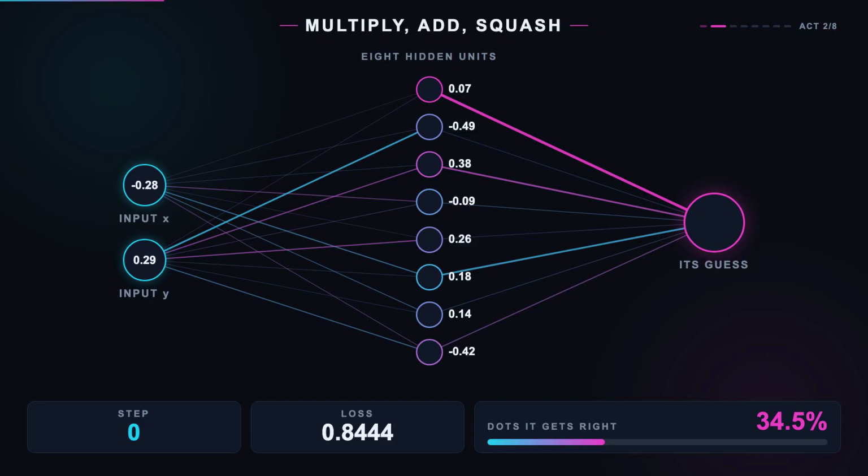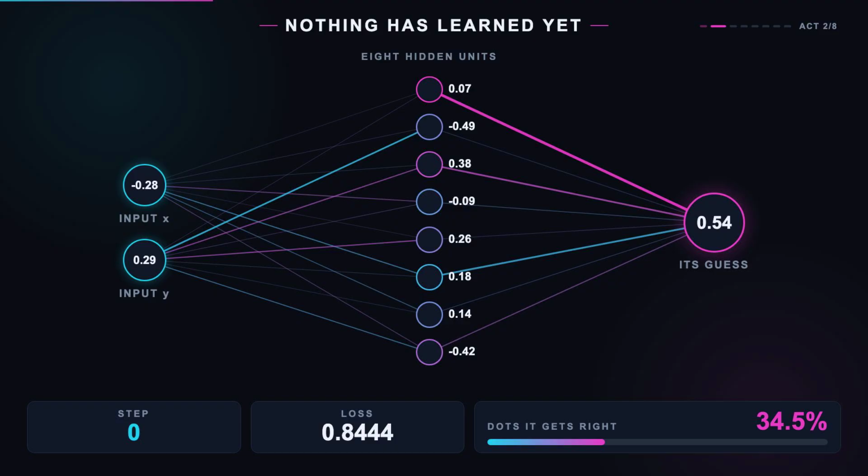That is genuinely all of it. Multiply, add, squash. 8 units, so 8 results. 0.07, -0.49, 0.38, and so on. Those 8 numbers go down 8 more weighted wires into the final unit, which does the identical trick one last time. And out comes one number between 0 and 1, 0.54. 0.54 is the network saying, I think this is group 1, but honestly, I am barely leaning. Nothing in there is clever. It is the same 3-step move you already know, done 9 times.